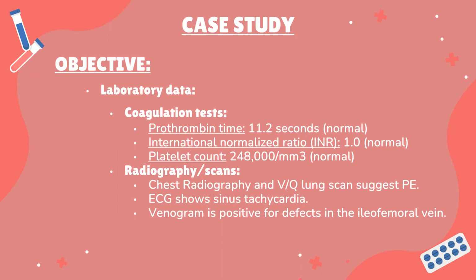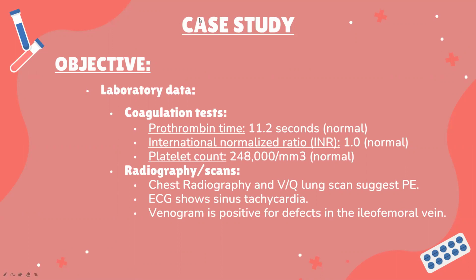But now we can confirm that he is suffering from pulmonary embolism because of our radiographs. Chest radiography and VQ lung scan suggest that he has pulmonary embolism, whereas ECG shows signs of sinus tachycardia, which are a prominent symptom of pulmonary embolism. Furthermore, we can confirm that the venogram is positive for the defect in the iliofemoral vein. Like we discussed before, pulmonary embolism is basically where the embolus is detaching itself from a previous deep vein. So here we confirm that the iliofemoral vein is the one that has a thrombi in it, and the thrombi has detached itself and is now circulated and present within the lungs.